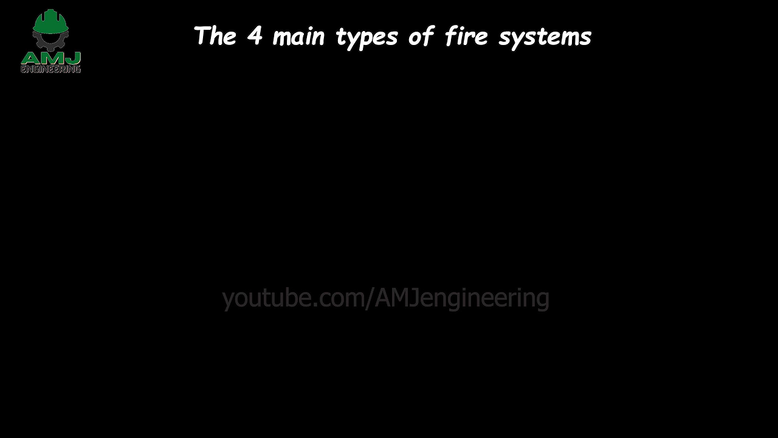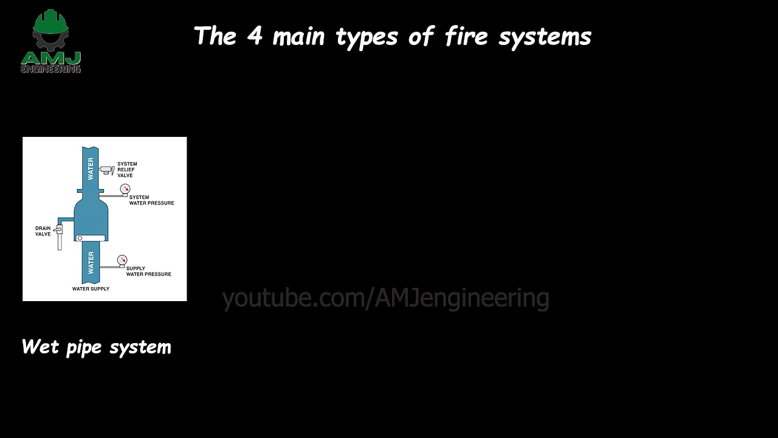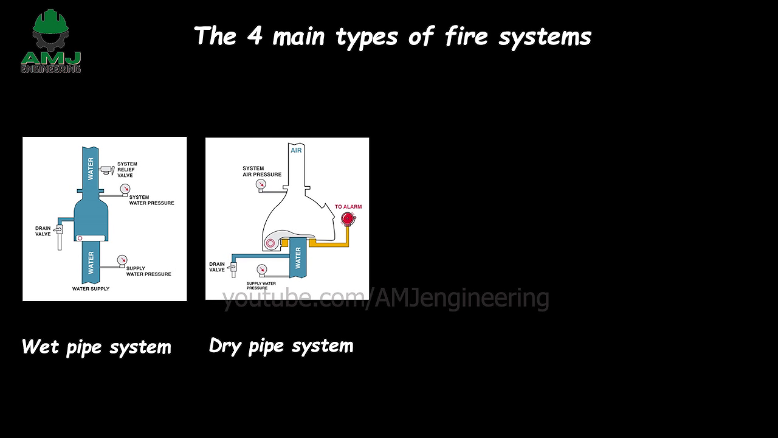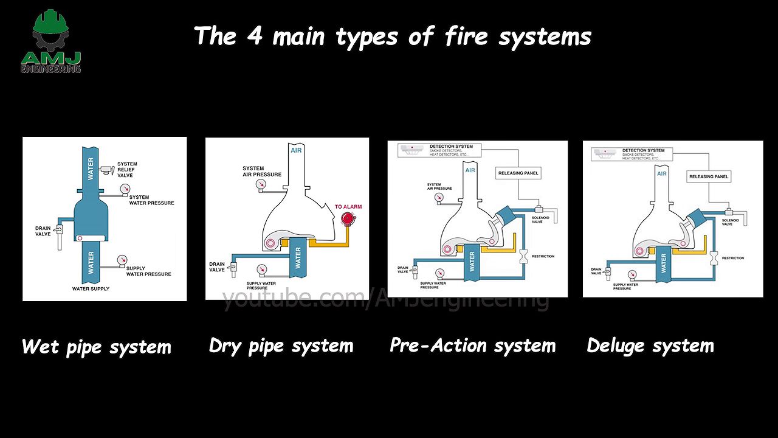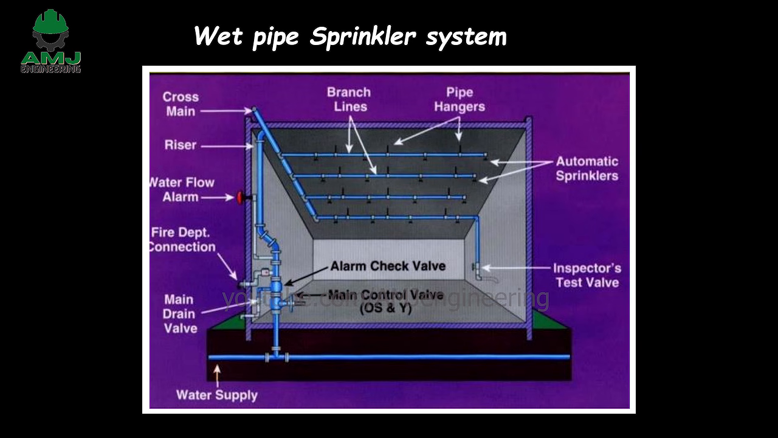There are 4 main types of systems: wet pipe system, dry pipe system, pre-action system, and deluge system. Wet pipe sprinkler systems. Here are the components of a wet sprinkler system. In addition to the water supply, piping, and sprinklers, these systems have backflow prevention device, control valve, main drain, fire department connection, water flow alarm.